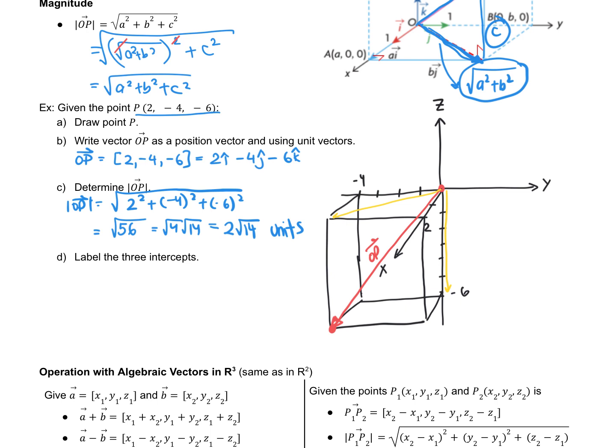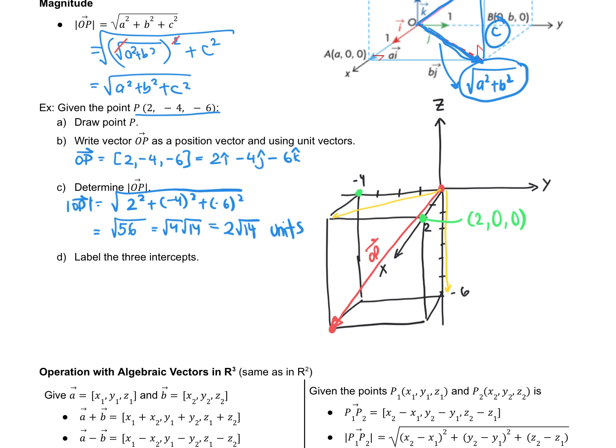Finally, let's label all of the intercepts on this rectangular prism. So here is my x-intercept. For this x-intercept, the x value is 2, and then y and z are both 0 because the only movement from the origin is coming forward 2. There's no right left for the y or up down for the z.